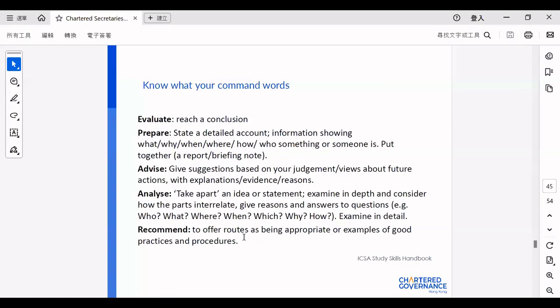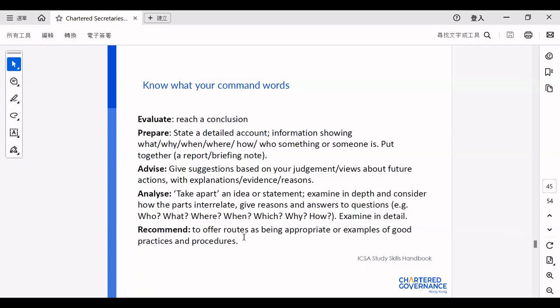Now, for higher level work, they need you to evaluate. We'll go back to look at some of these things later on. They require you to prepare something, to prepare a report, to prepare an account, to give advice on something, to analyze something, and to recommend something. So if these are the command verbs, then in your answer you may need to show that you have done an evaluation.